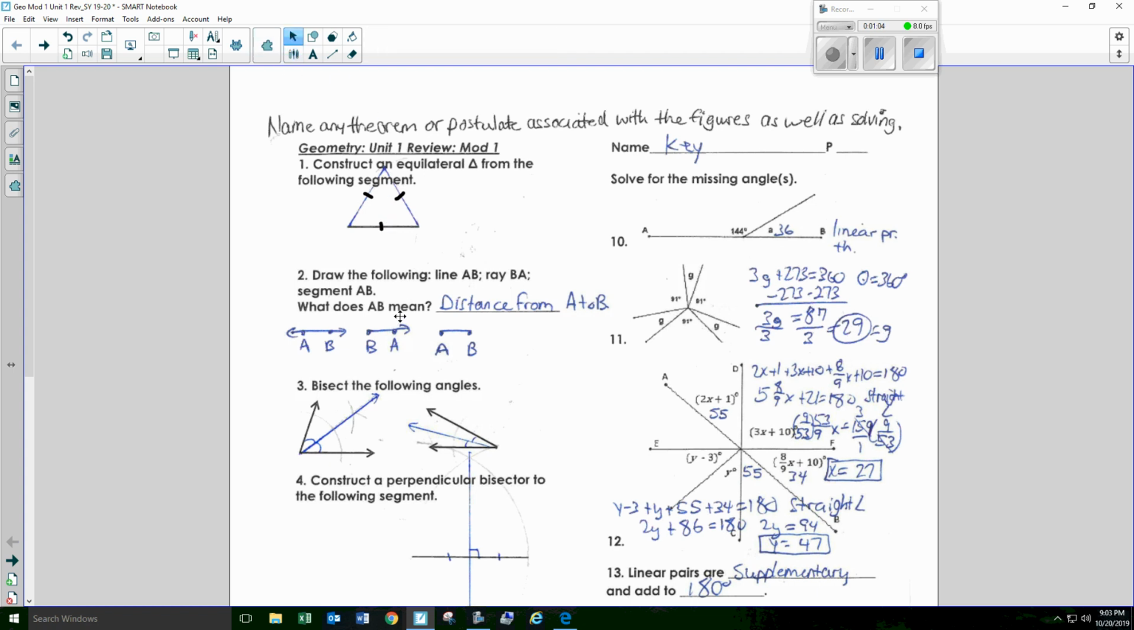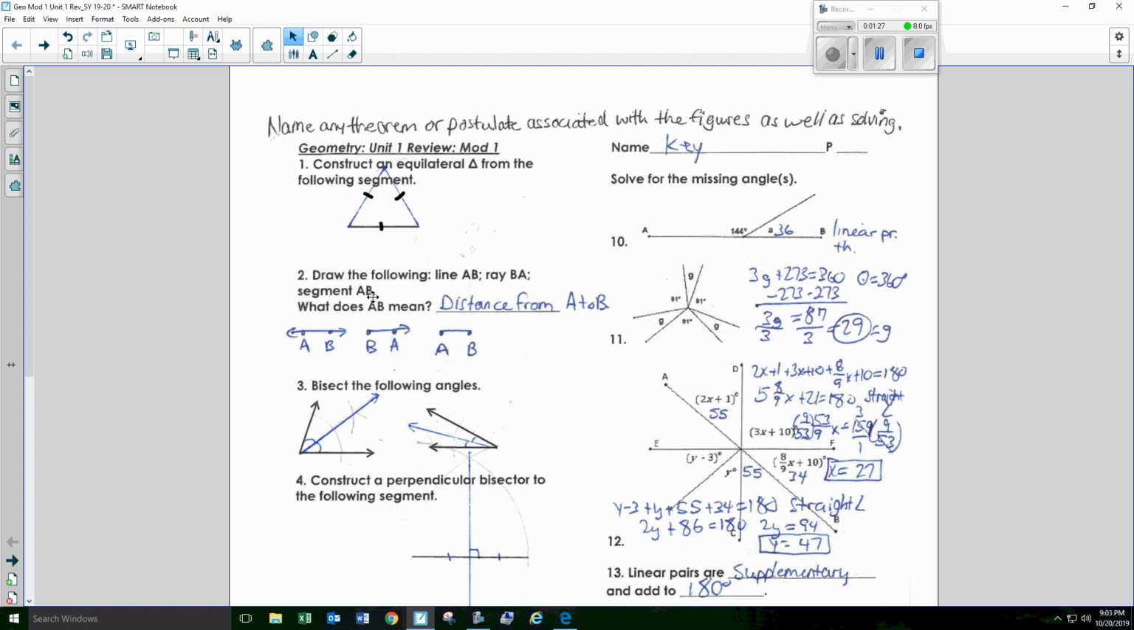Okay, number two, draw the following. Line AB, remember, a line has to have arrows on both ends. A and B have to be points on the line. Ray AB, I'm sorry, ray BA, that means the endpoint is B going through A forever. Remember that you cannot have it starting at A and going through B forever. For a ray, the order matters. Segment AB, those are the endpoints, and then connect in between.